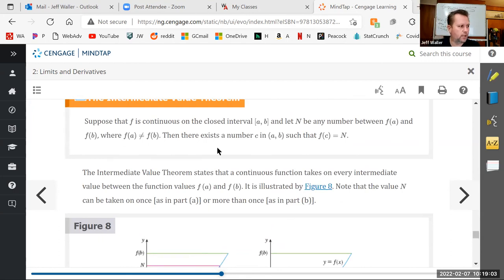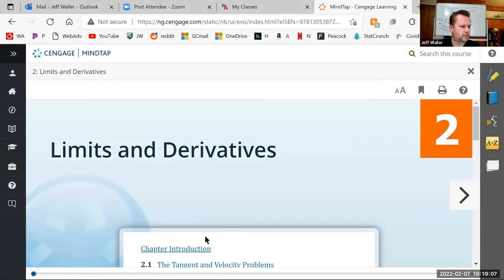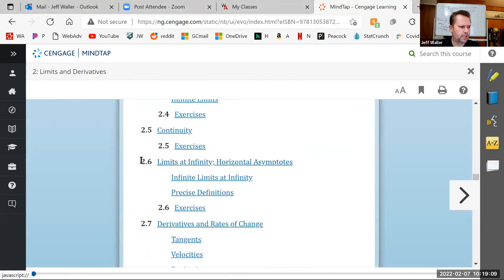We're going to finish up 2.5 on Monday, but don't go anywhere yet. Just a little looking ahead. 2.6 is limits at infinity, which we sort of already talked about when we did horizontal asymptotes, right? So like letting x get really big, positive infinity or negative infinity. So 2.6 should be something we can get through relatively quickly.